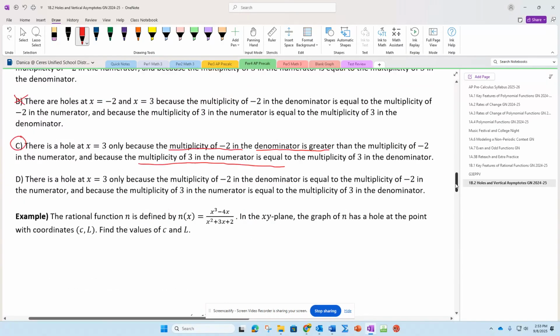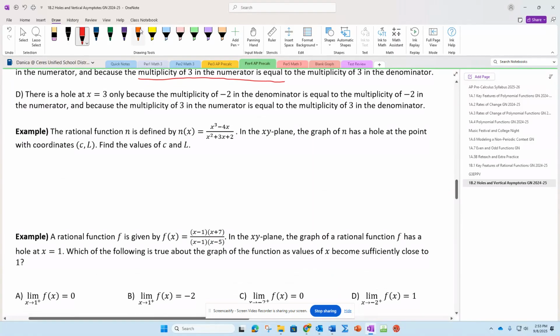All right, now we're going to look at an example. And for this example, it says the rational function n is defined by n of x. In the xy plane, the graph of n has a hole at the point with coordinates c, l, and it wants us to find the values of c and l. So c and l, we need to realize, represent our x and our y coordinates for the hole. So this is a hole, and so we're looking for both x and y, but we need to make sure we use the variables that they've been assigned, which are c and l, okay?